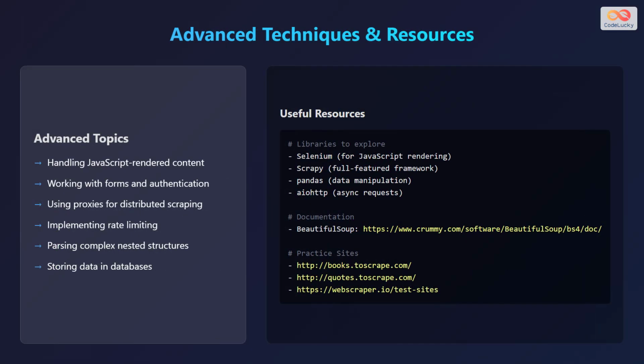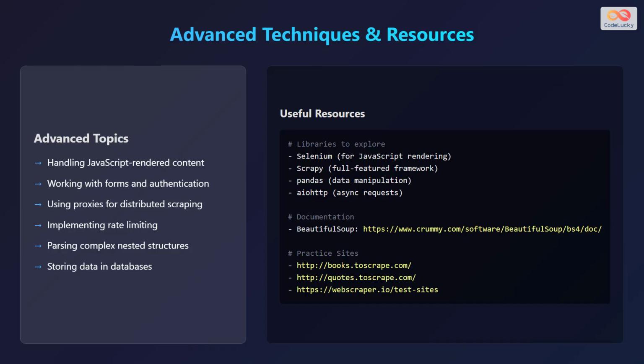Let's delve into some advanced topics in web scraping. One common challenge is handling content that is dynamically loaded with JavaScript. Another advanced technique involves working with forms and authentication to access protected content. For large-scale scraping, using proxies is essential for distributed scraping and avoiding IP bans. Implement rate limiting to respect server capacity and avoid overloading the website. Advanced scraping often involves parsing complex, nested structures to extract specific data points. Finally, store data in databases for efficient querying and analysis.